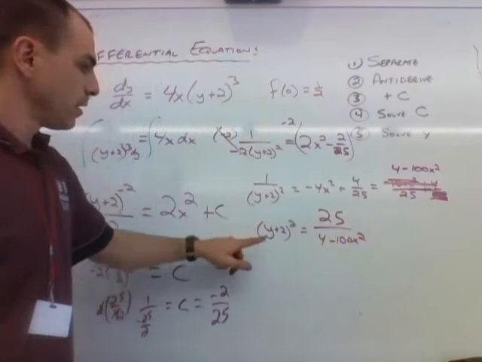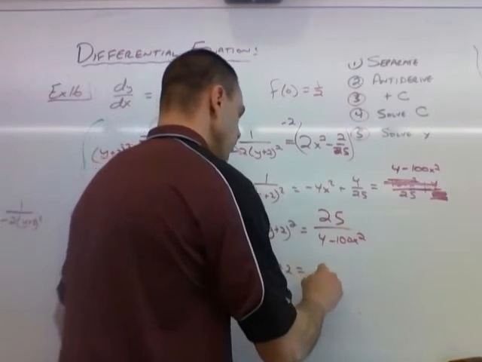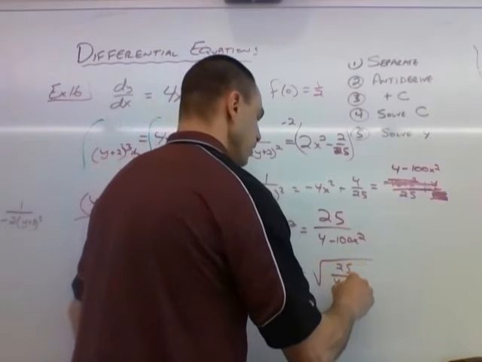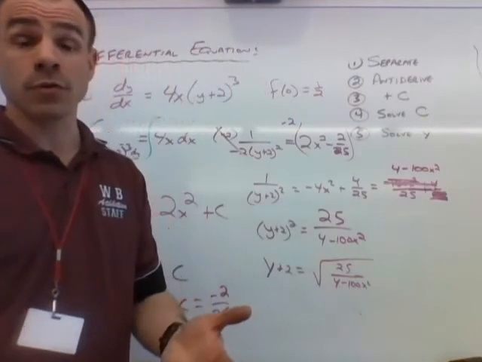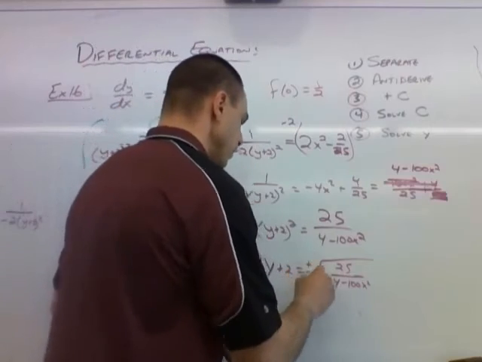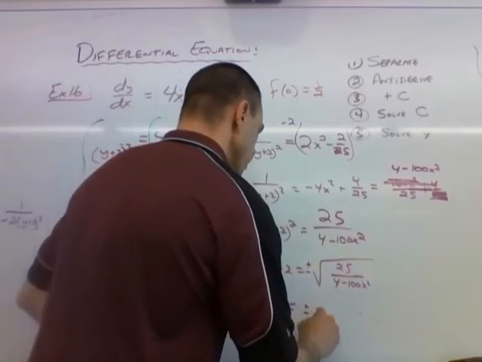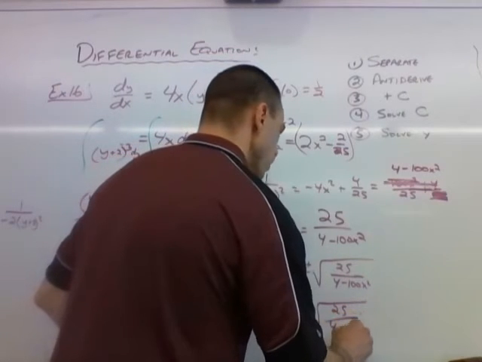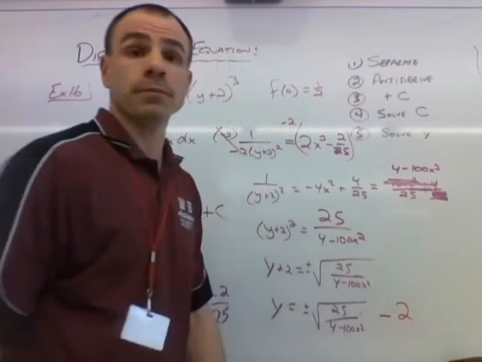Okay, now we take our square root. So we have y plus 2 is equal to the square root of this. And keep in mind, because we took a square root, what do we need out front? That's right, we need the plus or minus. And then we have to subtract 2. So we have y equals plus or minus the square root of 25 over 4 minus 100x squared, and then outside of the radical there's a minus 2.